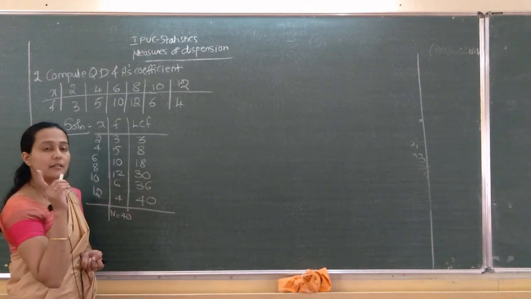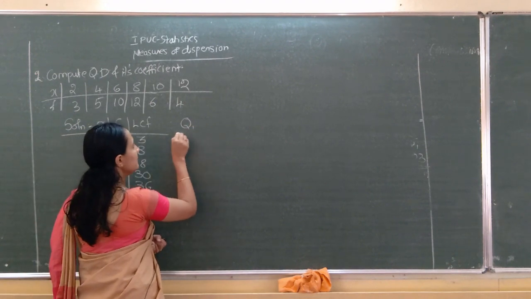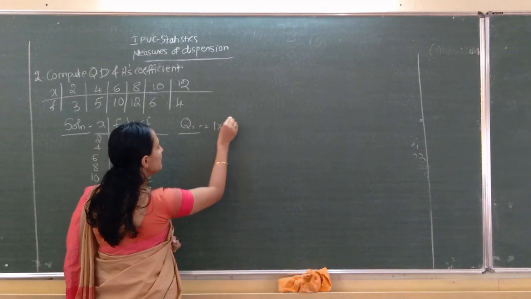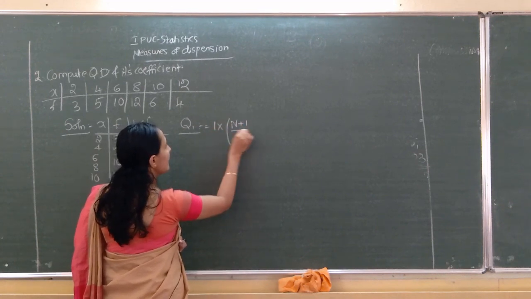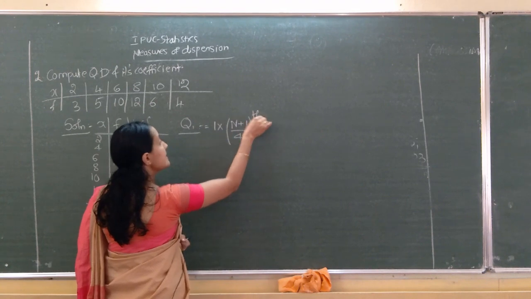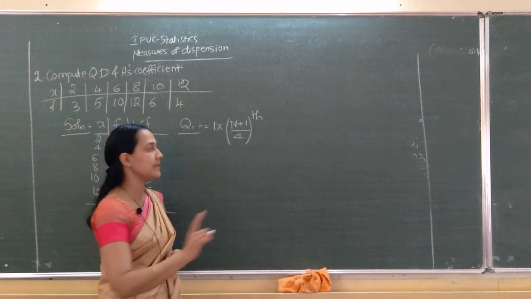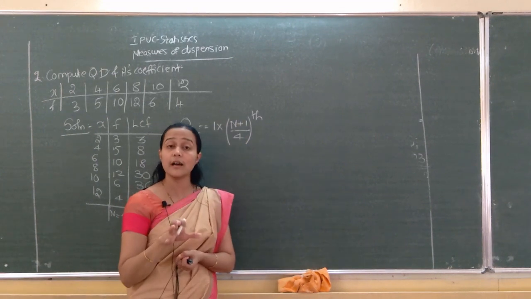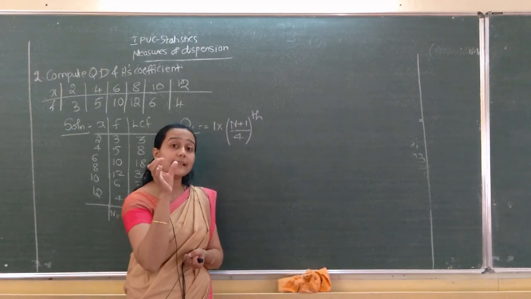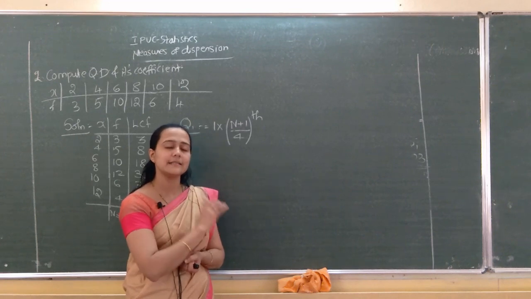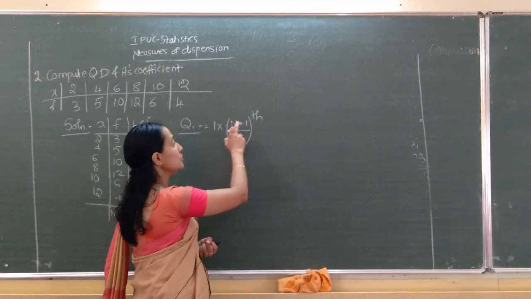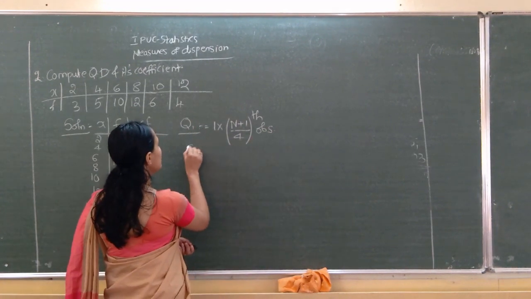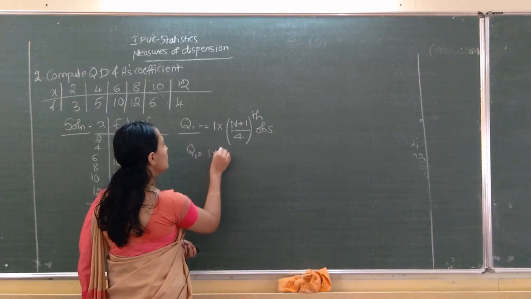Then first find Q1. Q1 equals 1 into (n plus 1) divided by 4th observation. Remember, here if frequency comes, it goes to capital N. Then the formula is similar to our raw data. In raw data, small n was there; here it is just capital N.